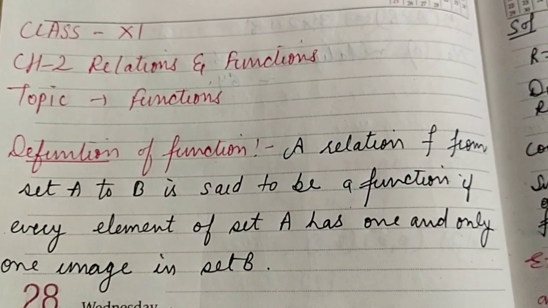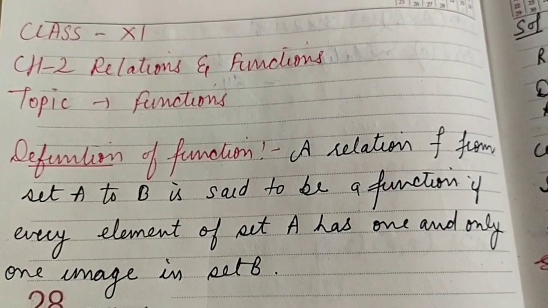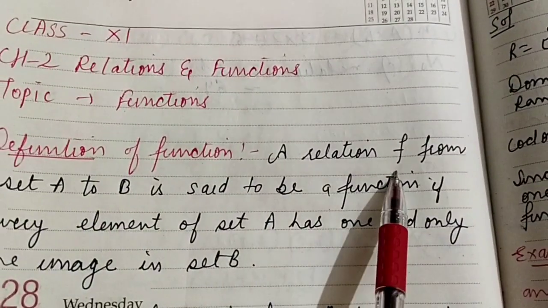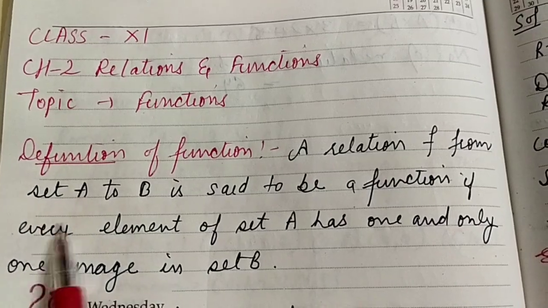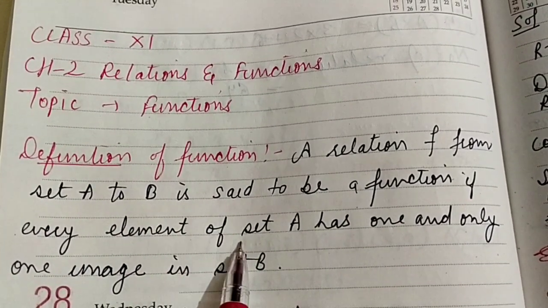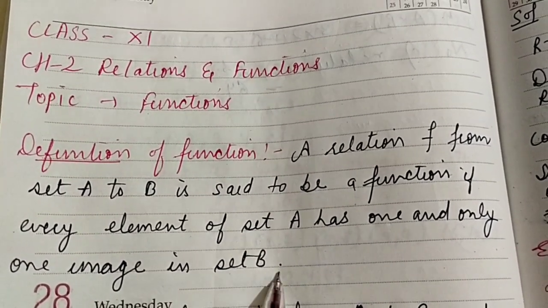Today I am going to teach you a very important topic of chapter 2, relations and functions, and the topic is functions. So what is a function? A relation f from a set A to set B is said to be a function if every element of set A has one and only one image in set B.